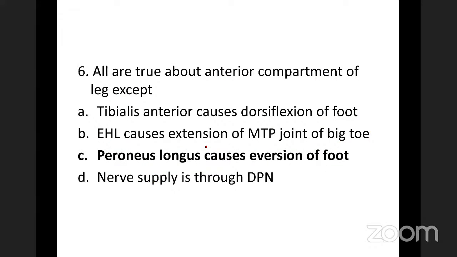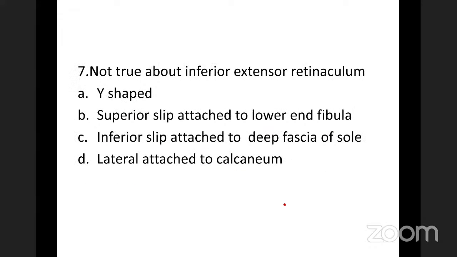Now, not true about the inferior extensor retinaculum. It is Y-shaped. The superior slip is attached to the lower end of the fibula. The inferior slip is attached to the deep fascia of the plantar aponeurosis. Laterally it is attached to the calcaneum. What is the answer?